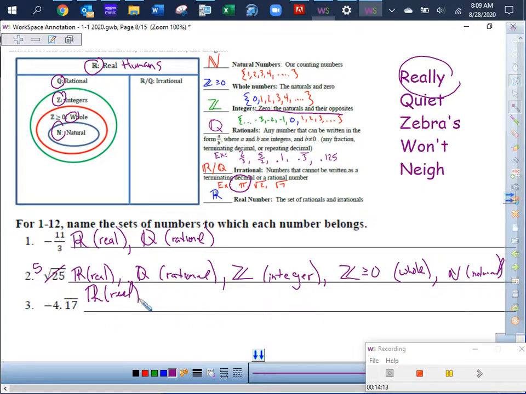You guys remember what that bar means? What does that bar mean up there? It means negative 4.17 repeating. So negative 4.17 repeating is what that means. What do you think, rational or irrational? That is rational.